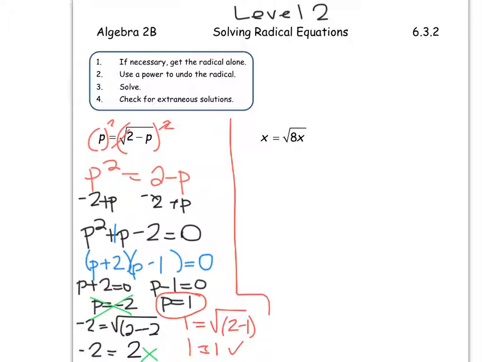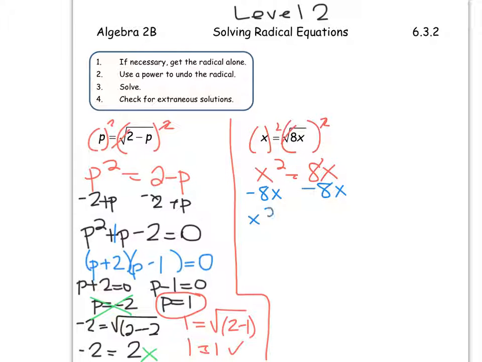Okay. Next problem. Works the same way, but the solving will be a little different. You'll notice that the square root of 8x is already alone, so we'll go straight to square both sides. So we'll have x squared equals 8x. Square and square root cross out. So when there's an x squared, I want to make the equation equal to 0, so I'm going to subtract 8x. These are not like terms, so I'll have x squared minus 8x equals 0.